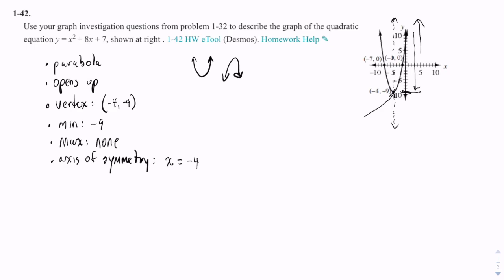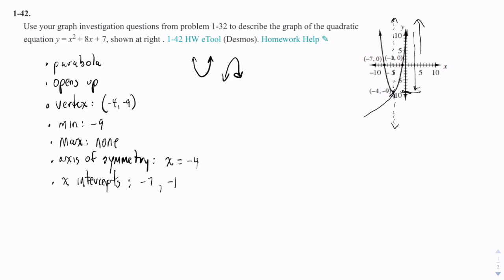Another interesting point to know is where it crosses the x-axis, so the x-intercepts. Now, intercepts are not ordered pairs. It's the x values where it crosses the x-axis. And I just look, here's one, and here's one, and that's at -7 and -1. So x-intercepts are not the ordered pairs. They're actually listed as the x values.